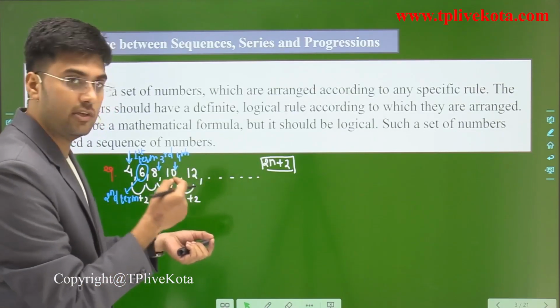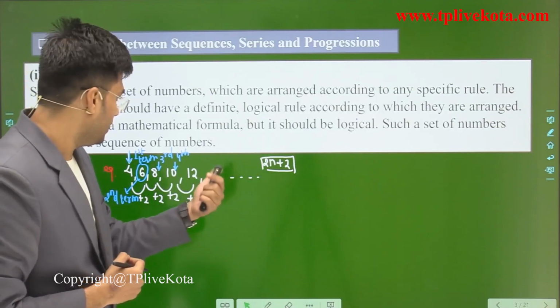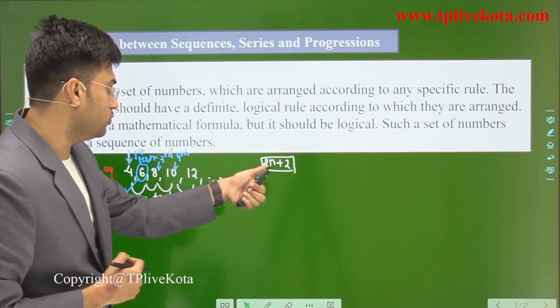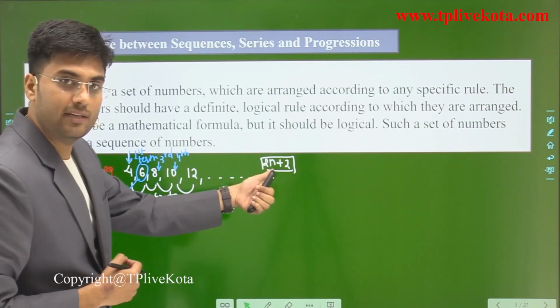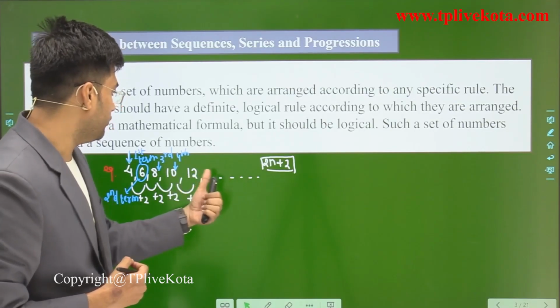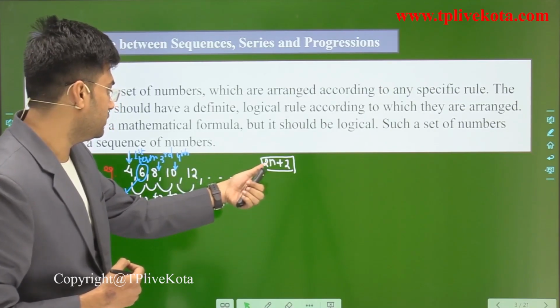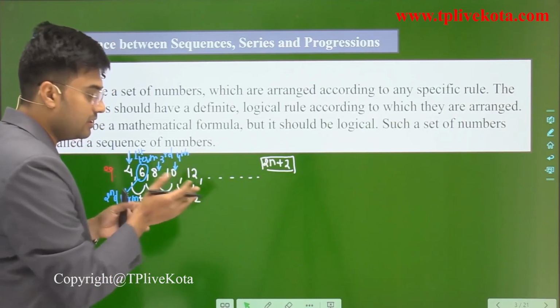If we put n equal to 1, we get 2 multiplied by 1 plus 2, that is 4. When we put n equal to 2, we get 4 plus 2, that is 6. When we put n equal to 3, we get 8. When we put n equal to 4, 4 multiplied by 2 is 8, plus 2 is 10, and so on. So these are the terms.